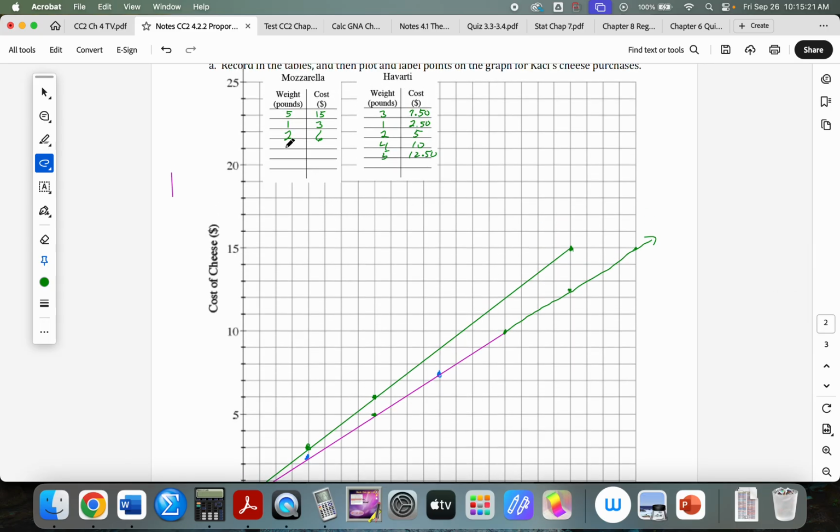And then let's see, 3 pounds here would be $9. What's the easiest way to find 4, everybody? 2 times 3 times 6 times 2. Thank you, sir. Be 12. And then 6 would be double the 9, so that's 18.